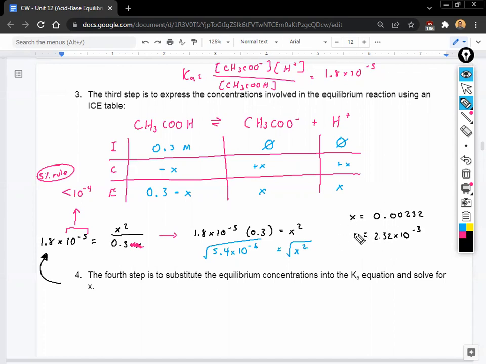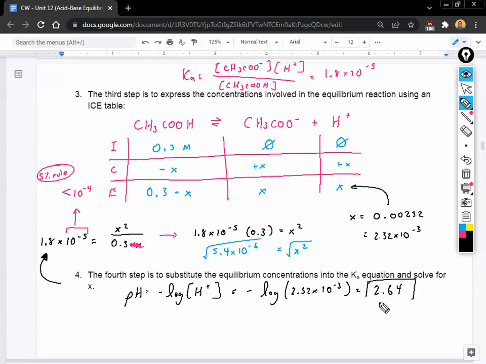That allows us to solve for X. And then last thing we need to do is calculate the pH. Now we can see that the value for H at equilibrium is just going to be X. So we know that the pH formula is the negative log of the concentration of H plus. So all we need to do is take this value for X and plug it into the pH formula. So it's going to be equal to the negative log of 2.32 times 10 to the negative 3rd. And that's going to give you a final answer of 2.64.